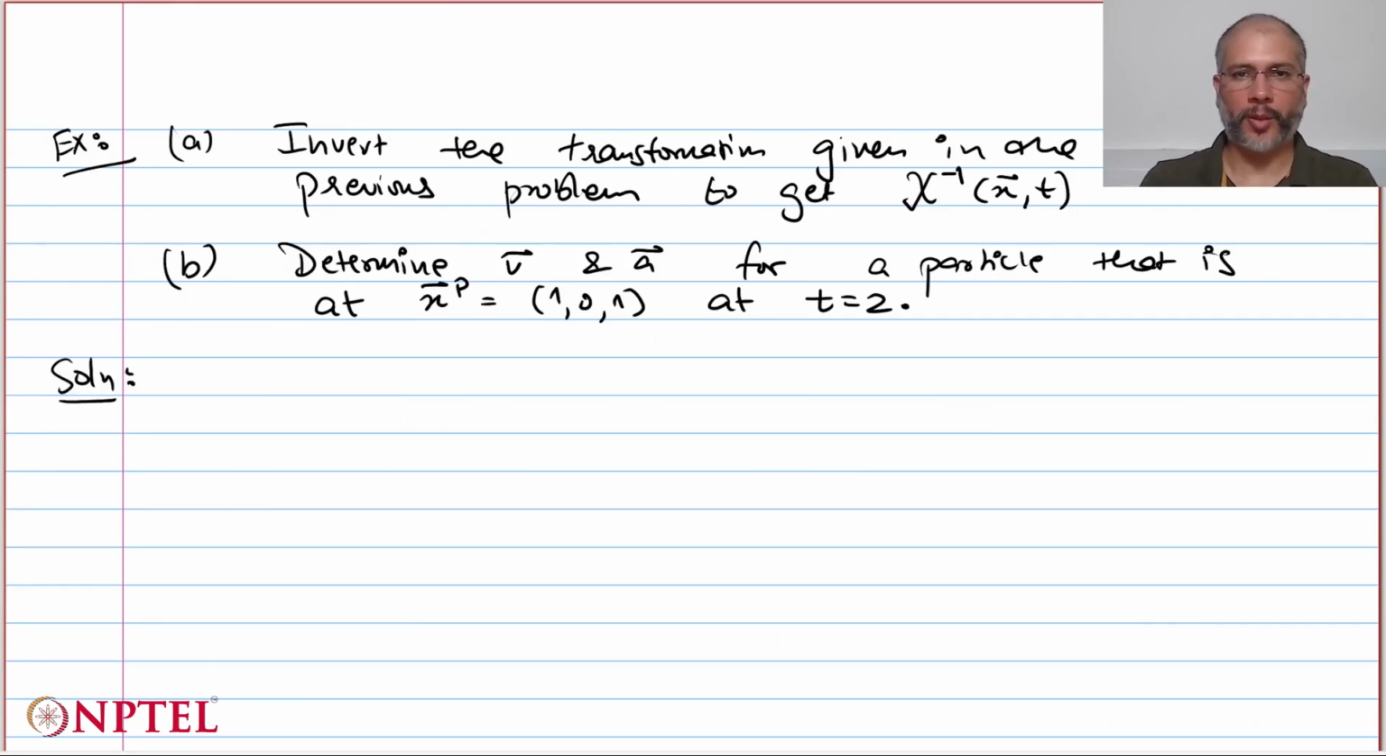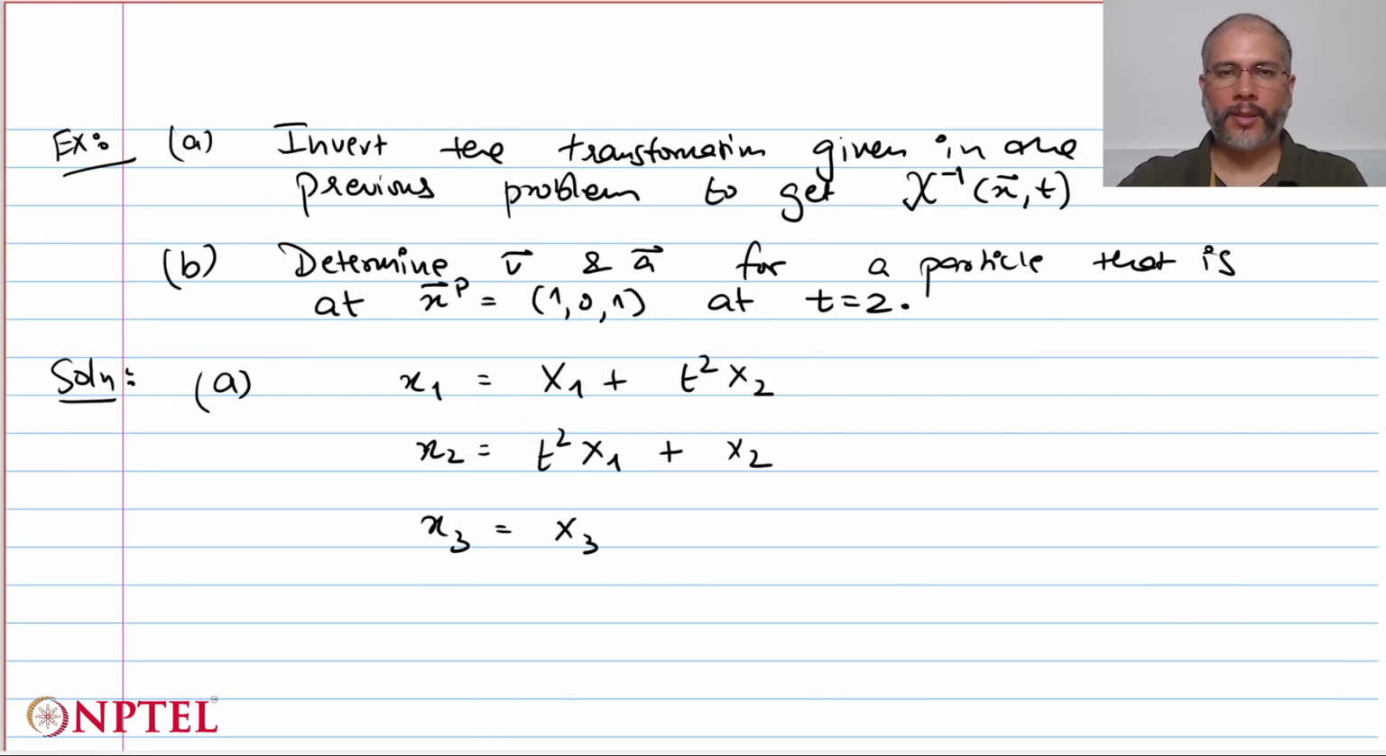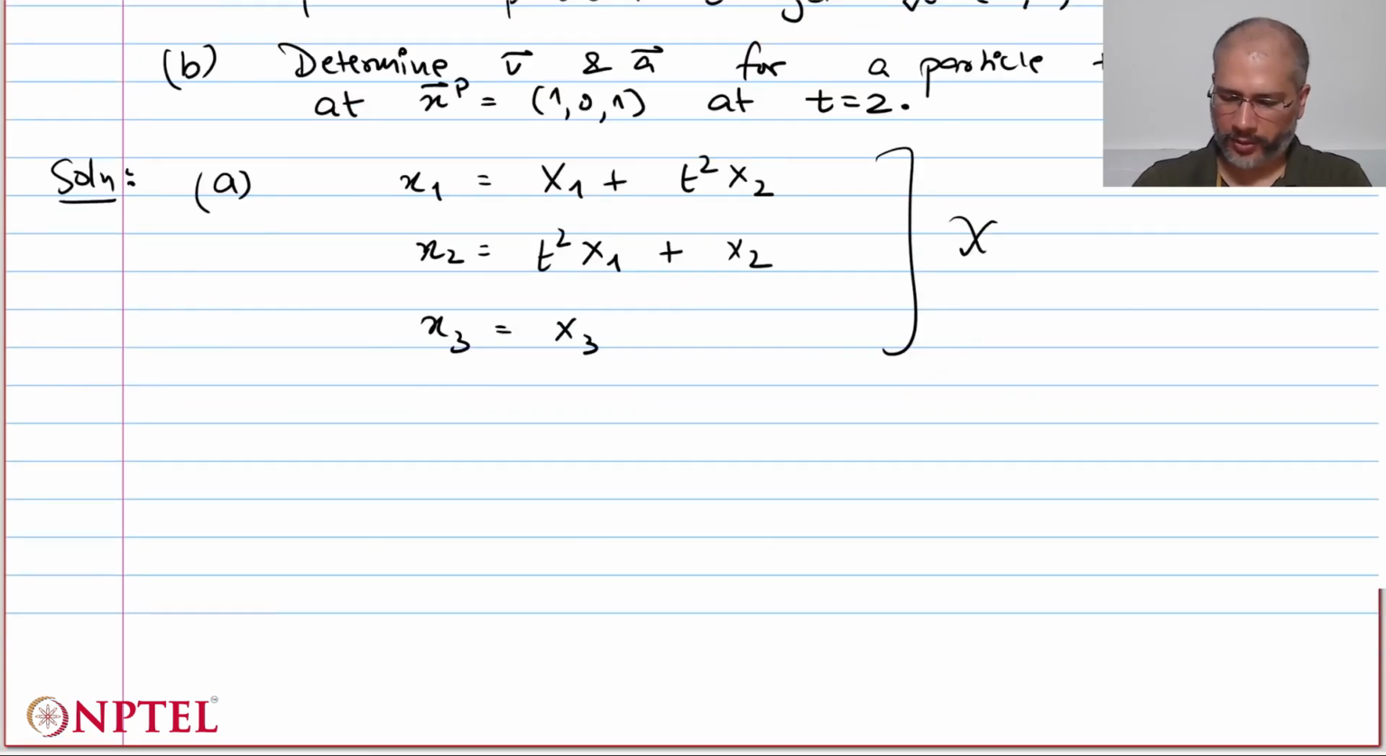So let us solve this problem. Inverting the transformation is simple in this case. We don't even have to write the matrix, because first we were given the original transformation, that is chi, and if I want chi inverse, we have to write capital X's as a function of small x's.